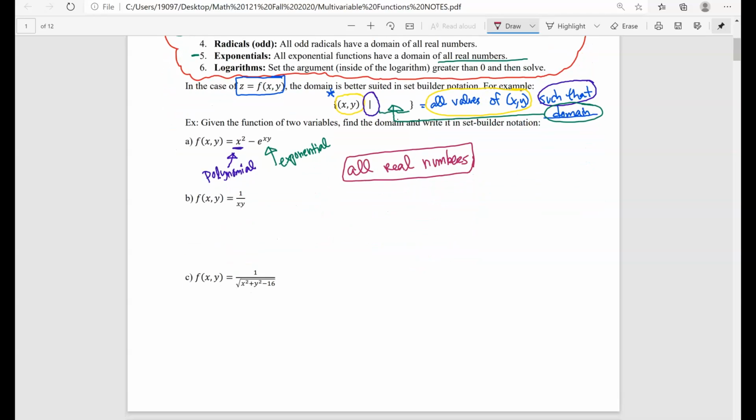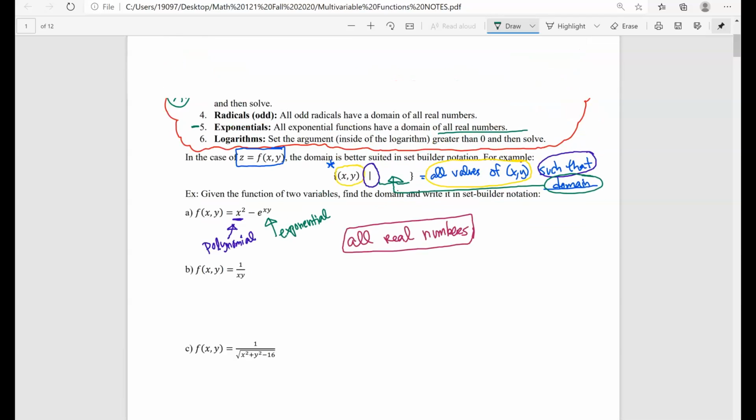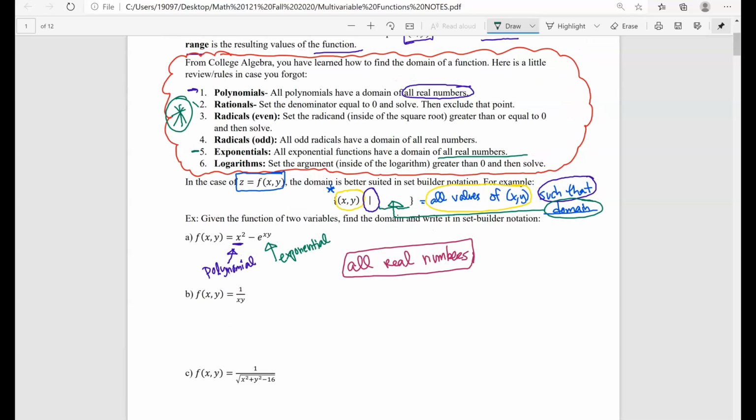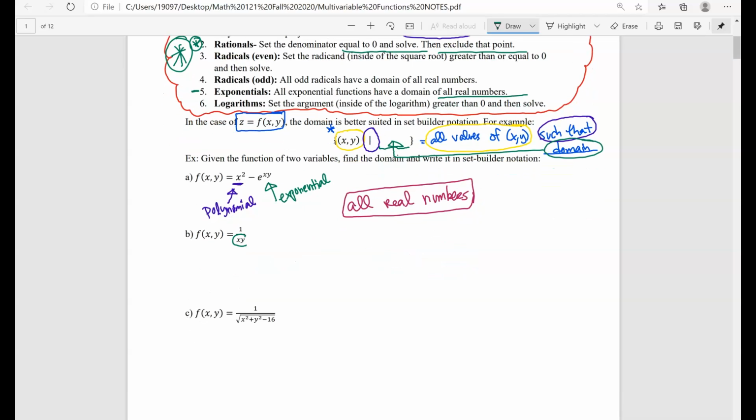So you have 1 over xy. So notice here we have a rational. Okay, so if you go up here, you have a rational because you have a ratio of numbers. Notice that when you have a rational, you're going to set the denominator equal to 0 and solve and exclude that point. So our denominator in this case is xy. So we're going to get xy equal to 0. And notice that this is just going to give me two answers, x equals 0 and y equals 0.